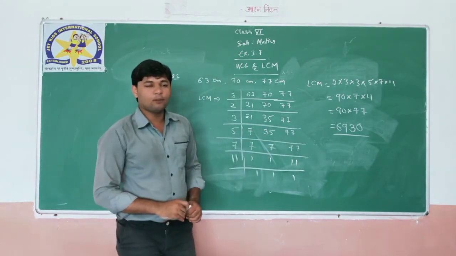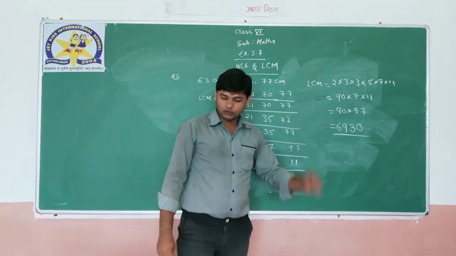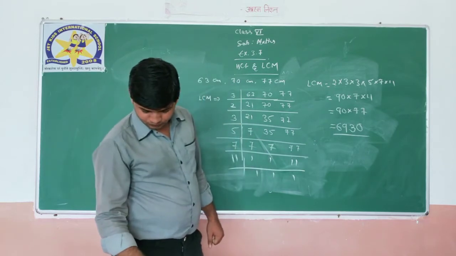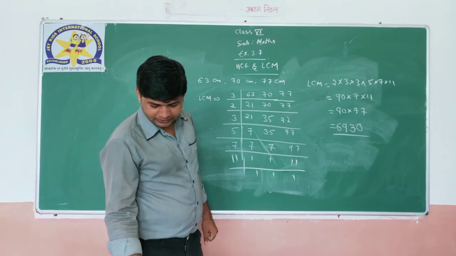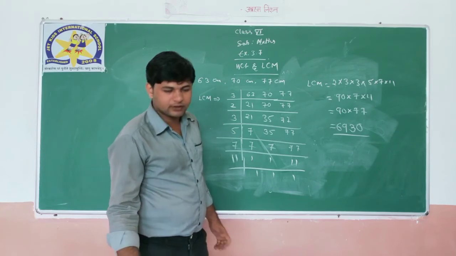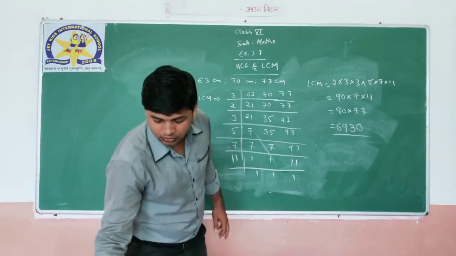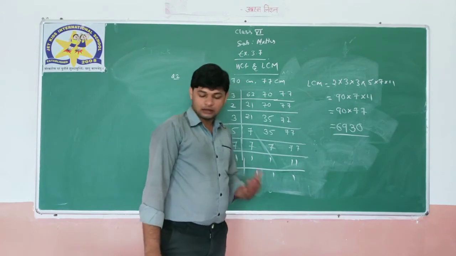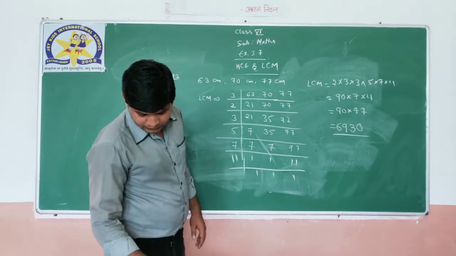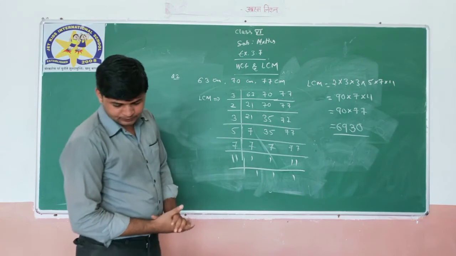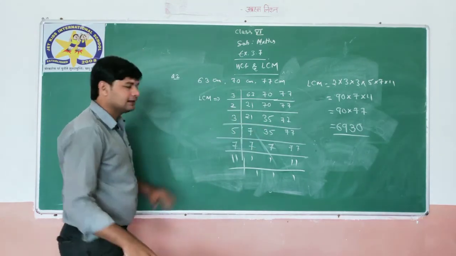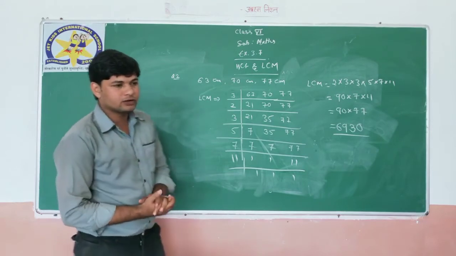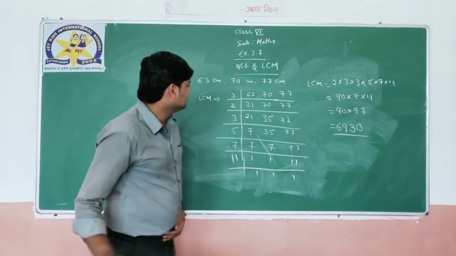your statement properly. Okay, you will write it by your own. You will write it like: 6930 centimeter is the minimum distance it should cover, so that all will cover the same distance, right? In complete steps, cover the distance in complete steps. Clear? So this is the answer of the second, and now you are able to find out where to apply HCF and where to apply LCM, right?